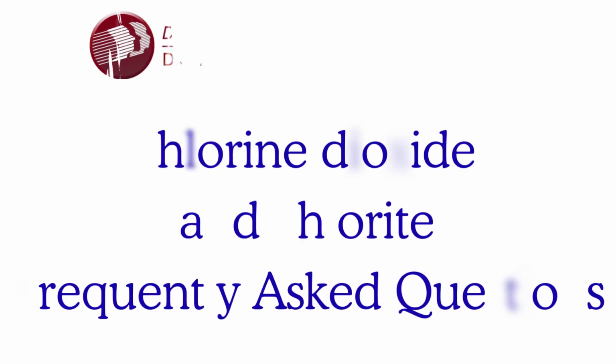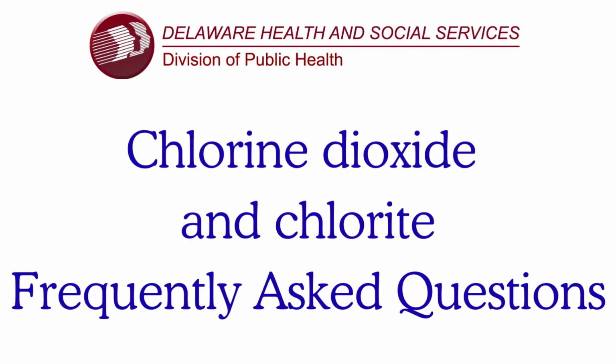What are chlorine dioxide and chlorite? Chlorine dioxide is a man-made gas that is yellow to reddish yellow in color, with an unpleasant odor similar to chlorine. When chlorine dioxide is added to water, it forms chlorite. Where can chlorine dioxide and chlorite be found and how are they used?